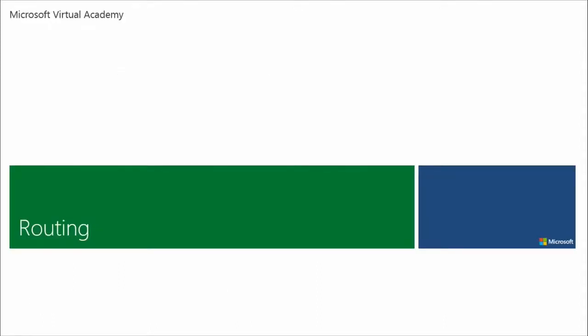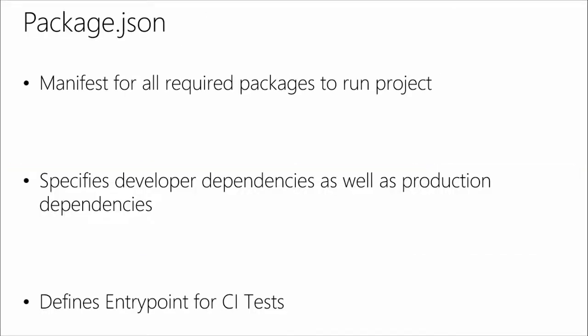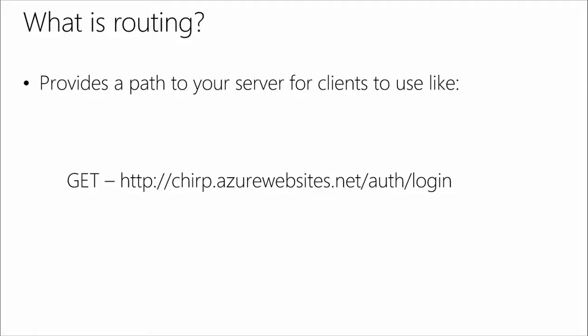Okay, so I'll go ahead and start with routing. Routing in Express allows us to create these paths into our server, such as /auth and /login. This is actually not the actual URL of the application. I believe it's chirp-mva. But it is a path to our server, and that's what the routes do. So I'm going to stop there and jump into some live coding.